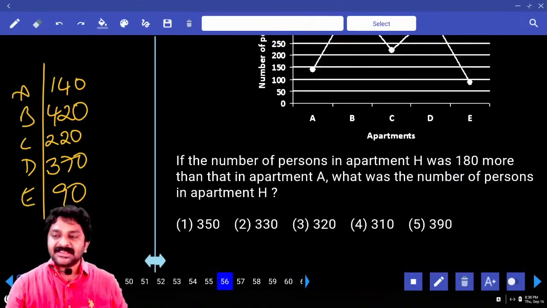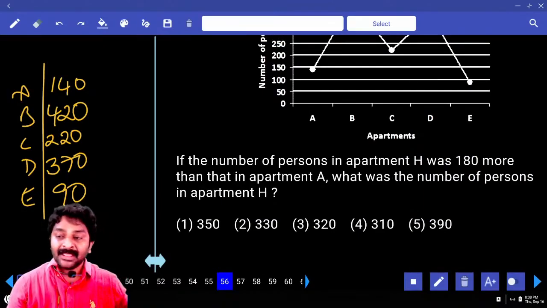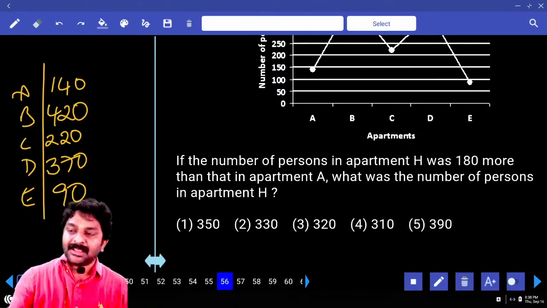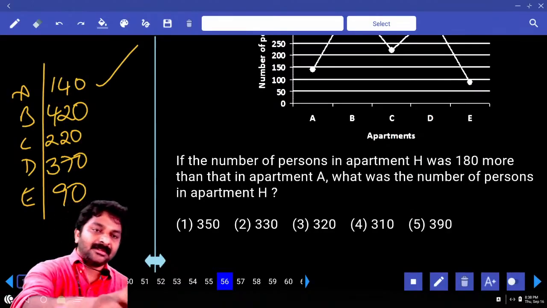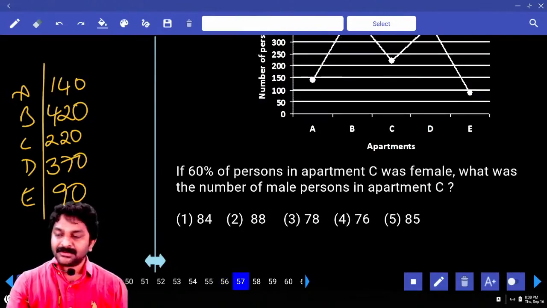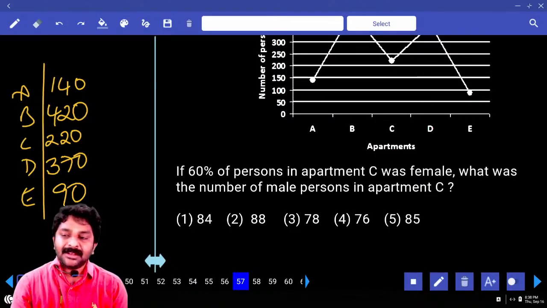The number of persons in apartment H was 180 more than that in apartment A. What was the number of persons in apartment H? 140 plus 180, 320. Third option.